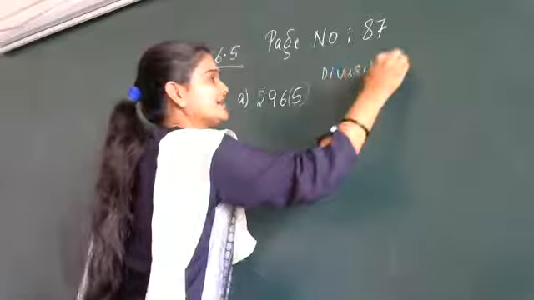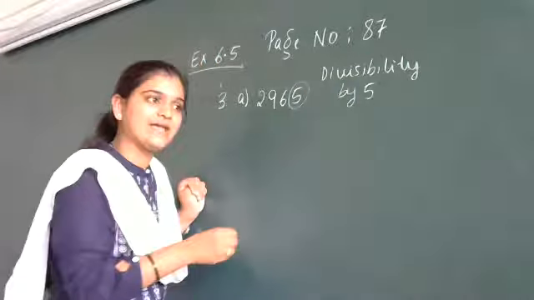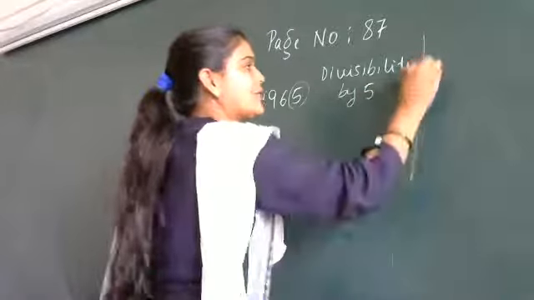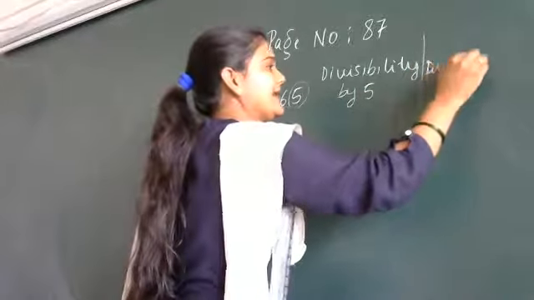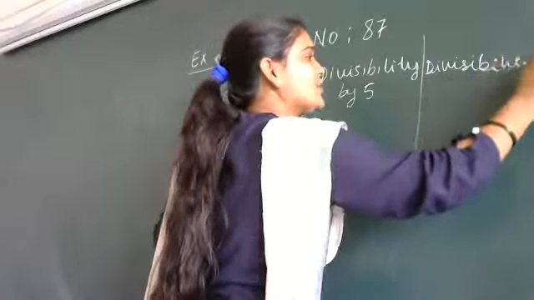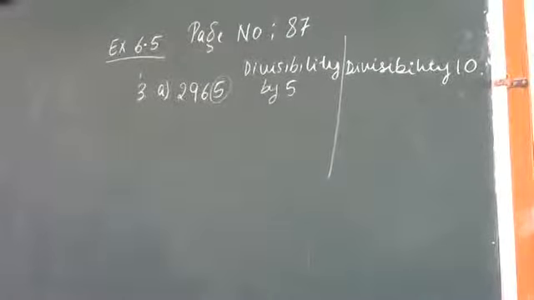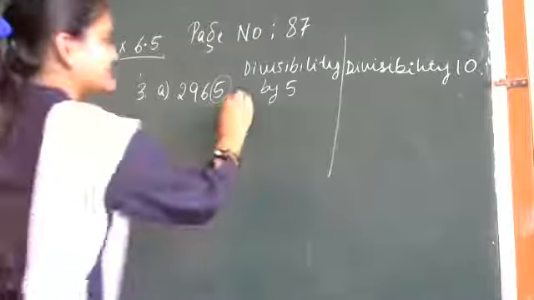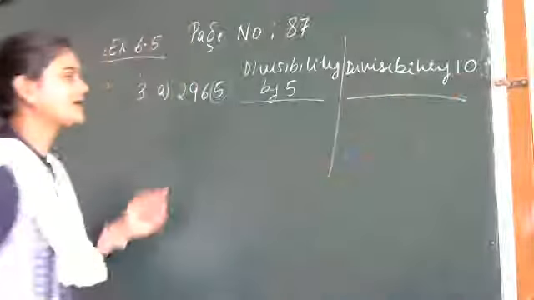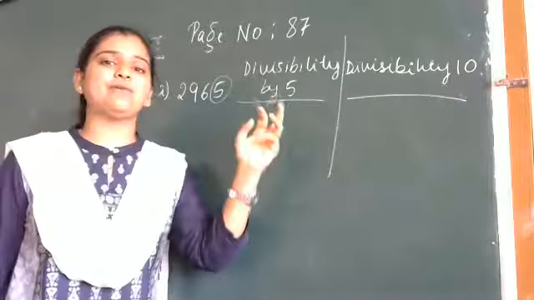Make two columns like this. Divisibility by 5. And one more column, divisibility by 10. Okay. Or else you can write it also in lines like this. Okay. Divisibility by 5 and divisibility by 10. Okay. Now tell me what is the rule for divisibility by 5?